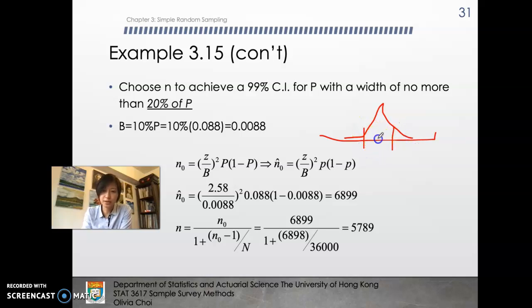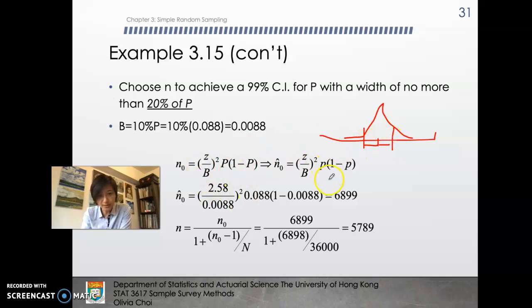So we want it to have a smaller width of P. 20% of P with the width, so the bound of error is 10% of P. P is only 8%, so 10% of it is 0.8%. So very, very narrow bound of error.